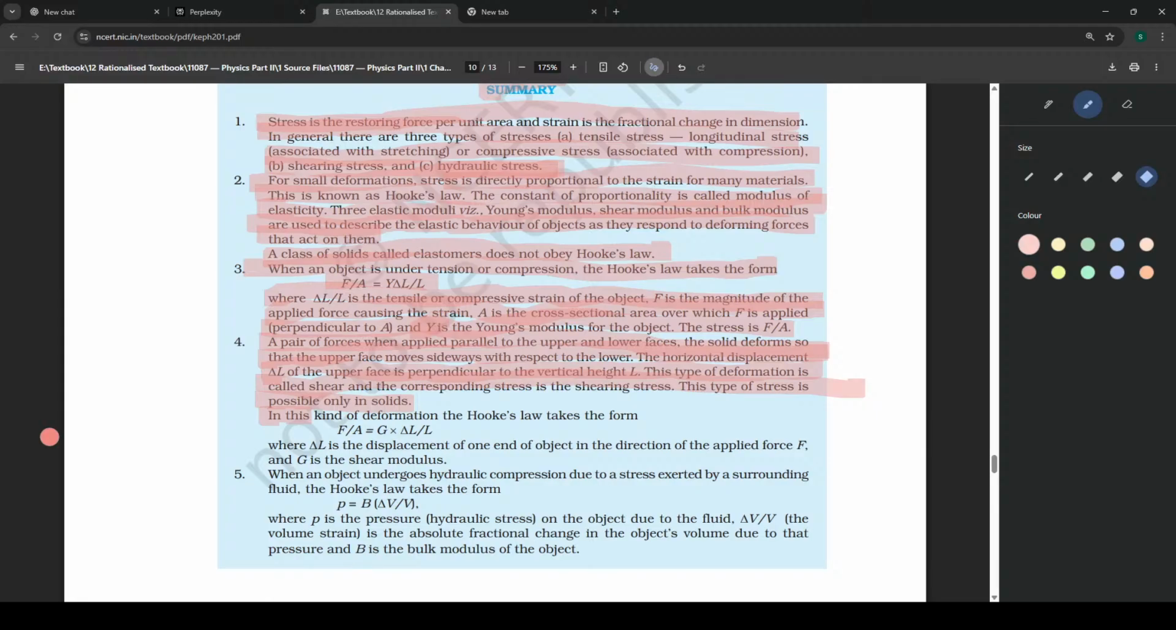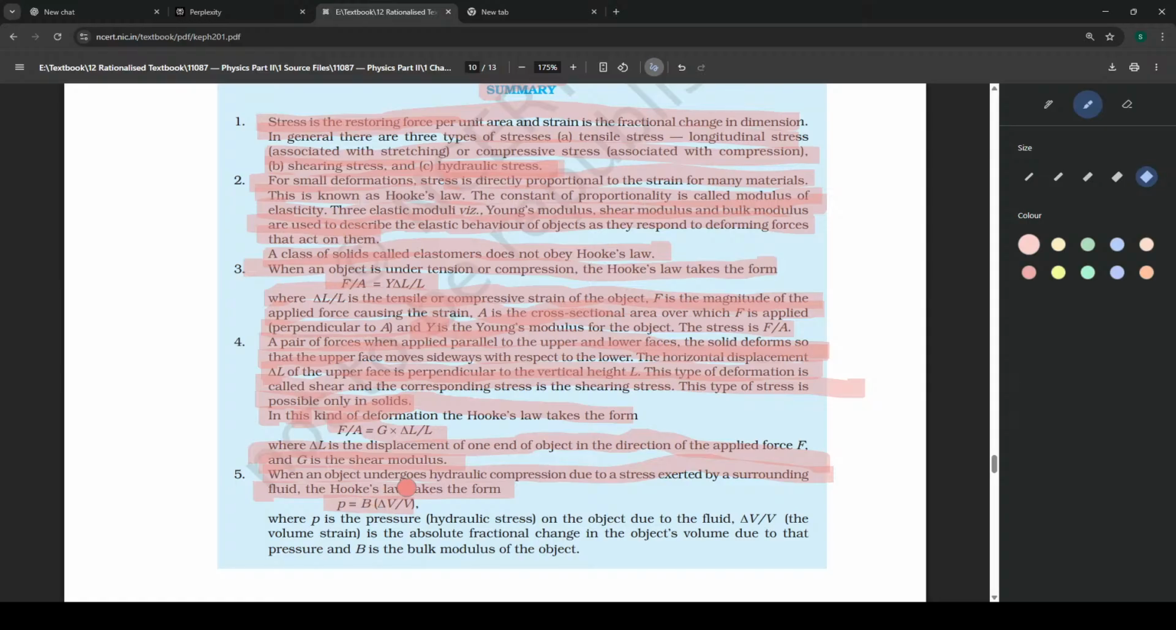Then in this kind of deformation, Hooke's law takes this form. This is shearing stress, where the force is parallel to the surface, like sliding or pushing a book over a surface. The stress equals G times the strain, where G is the rigidity modulus or shear modulus, and ΔL is the displacement of one end of the object in the direction of the applied force.